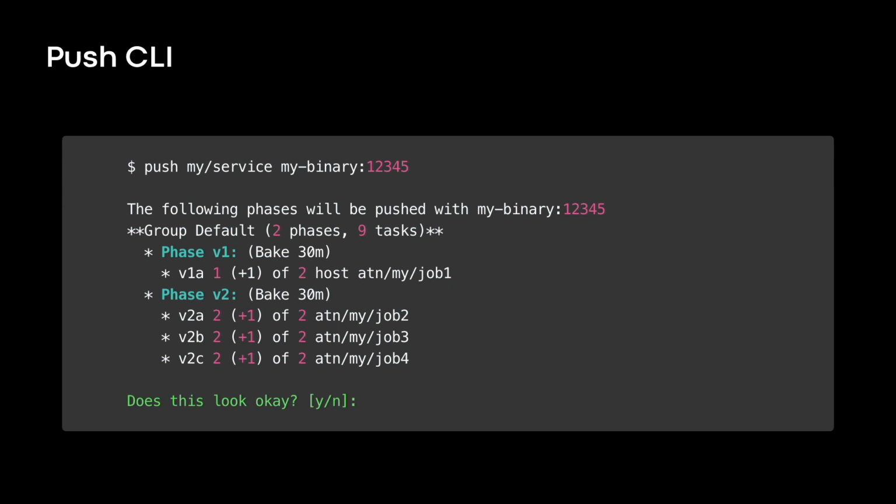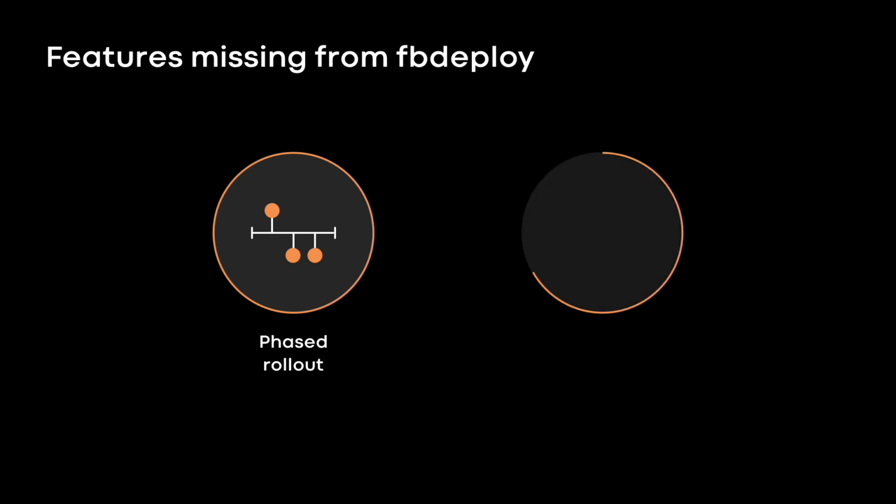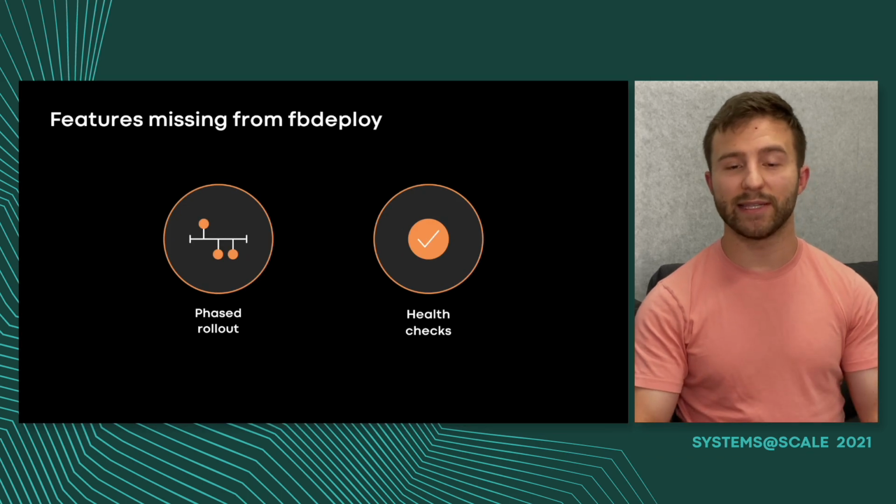As you can guess, Push had a long road ahead of it, and I'm going to break this road into a couple smaller chapters. The first chapter begins in 2014 when a team of engineers set out to make Push better than fbdeploy. And this meant two things. First, Push needed a way to deploy services in smaller incremental phases. And secondly, it needed a way to ensure that each deployment was safe, meaning the new version of code doesn't introduce any bugs.